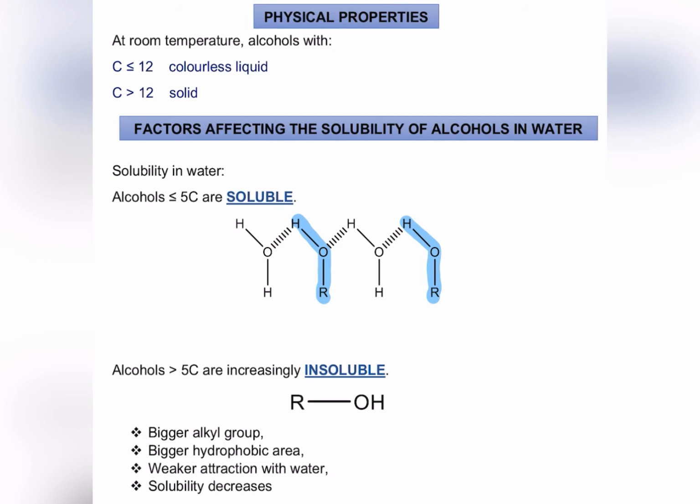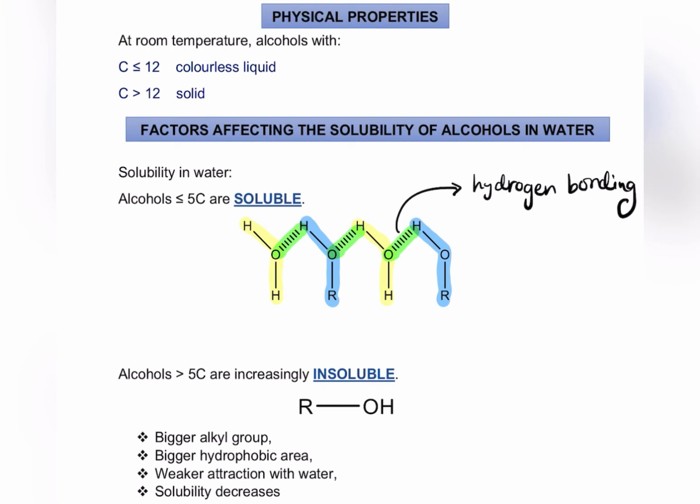When we want to test the solubility, we see how the alcohol reacts with water. So I have another structure for H2O here. There will be attraction between the hydrogen atom from the alcohol and the oxygen atom from H2O, the water itself. This attraction, which I highlight in green, is what we call attractive forces, more specifically hydrogen bonding. Next, alcohols with more than 5 carbon atoms in their structure are increasingly insoluble.